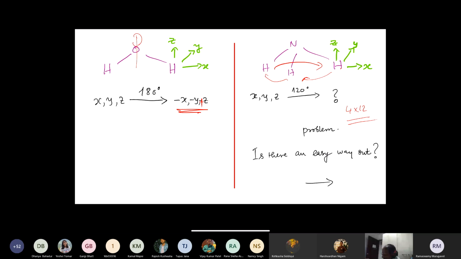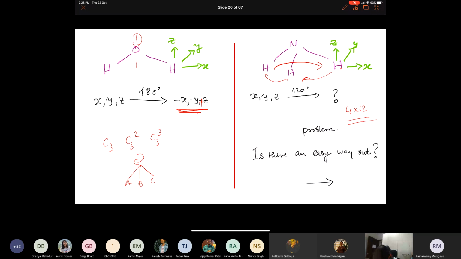Before that, I'm going to tell you why there is a C3 and a C3 squared, and why there is no C3 cubed. If I have an ammonia molecule, let me call the atoms A, B, C to start with, and I do the first C3. So A comes here, C goes here, and B goes here. That is C3. Then I do C3 squared.